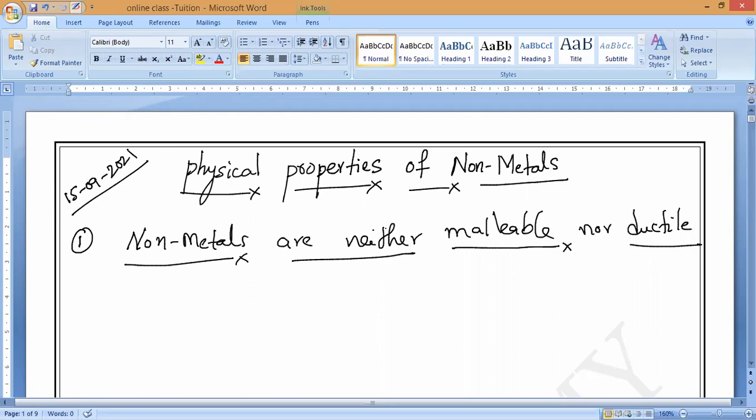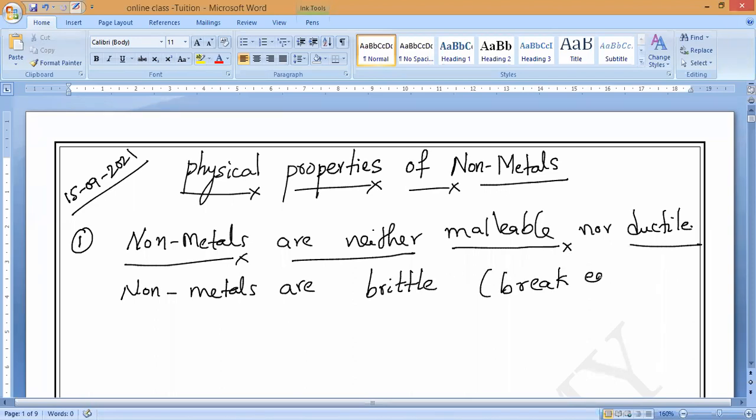So there is some other thing. What is that, guys? Non-metals are what? You should tell me. They are neither malleable nor ductile. But what? Another word. Anybody? Sir, they are brittle, sir. That is what I am asking. They are neither malleable nor ductile, but they are brittle in nature.